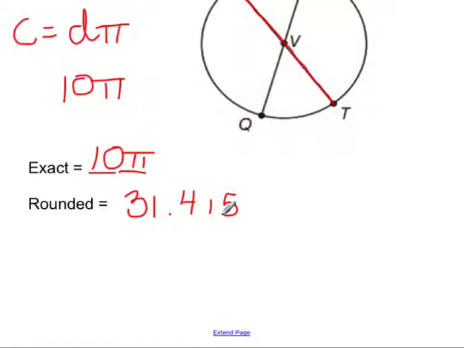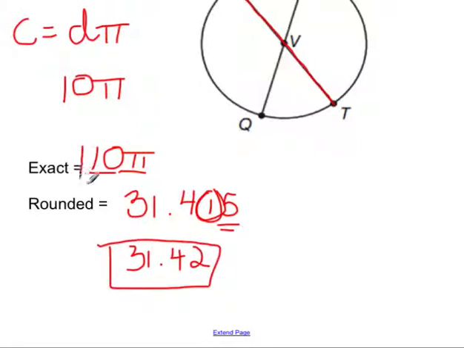Now, I typically tell students to round to the second number, or the hundredths place. So then you look at the third number. If the third number is 5 or greater, you're going to round the second number up. Since it's 5, I'm going to round just that number next to it up. I'm not going to round all of them. I'm just rounding that number. So I get 31.42. So that's our circumference estimated. 10 pi is our exact. Let's take a look at number 4.